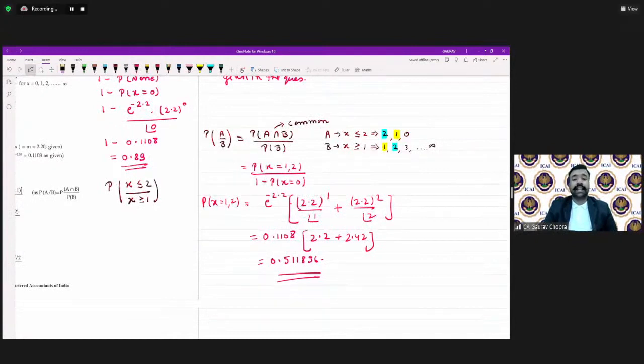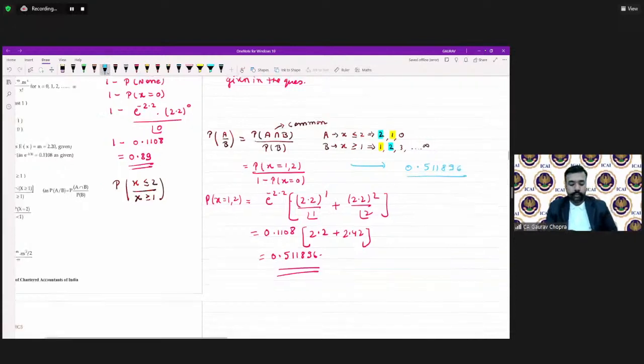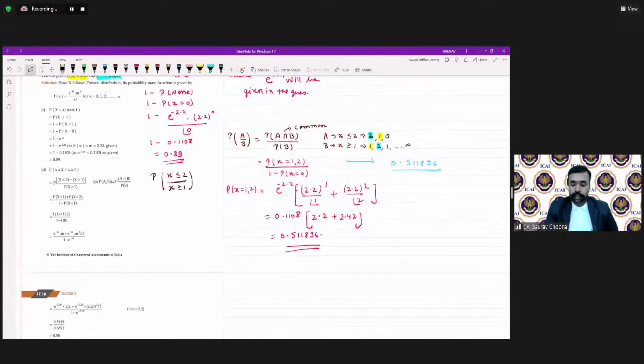Now the denominator is at least 1. We have already solved at least 1. So let's substitute the value here: 0.511896 divided by 0.89, or if we write the exact value, it is 0.8892. So finally what we are getting is 0.58. 0.58 is the final answer.